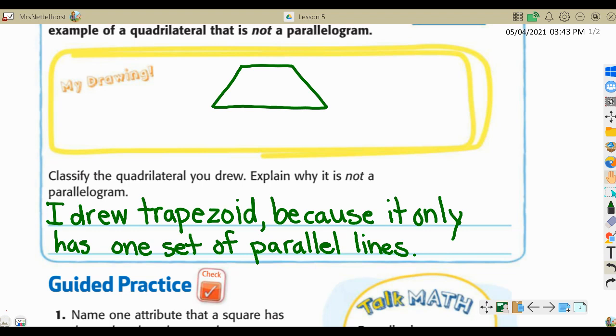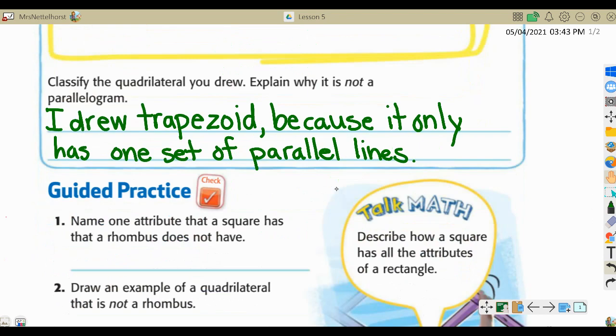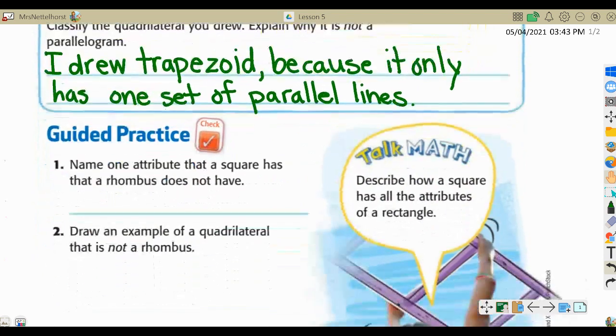Okay, let's go down here to guided practice. Name one attribute that a square has that a rhombus does not have. So you're going to go back and look at your chart. Tell me one thing that a square has that a rhombus does not have. It does not need to be in a complete sentence because there's not enough room. Pause your video, put your answer, and then come back and see what I put. And then you, if it's not correct, then you can rewrite it. Okay, pause the video.